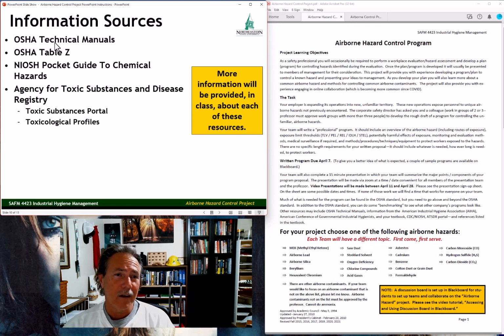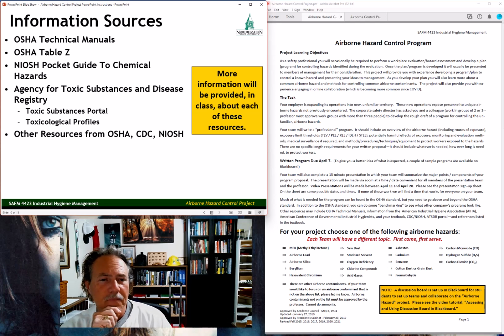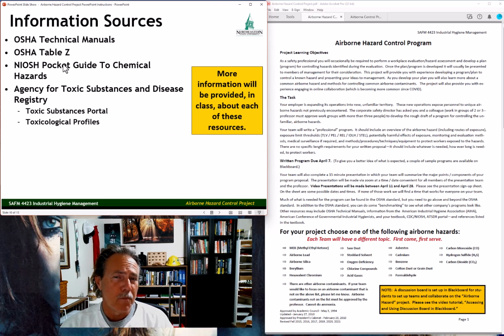I'm going to talk about what a technical manual is. I'm going to show you what technical manuals are available. We're going to look at Table Z. We're going to look at the NIOSH Pocket Guide to Chemical Hazards. And we're going to look at the Agency for Toxic Substances and Disease Registry as well. And this is all going to happen fairly early in the semester. And now, if you had Safety Management 3423, you may remember some of these terms from that class, but I'm going to go into more detail looking at these different resources in this class.